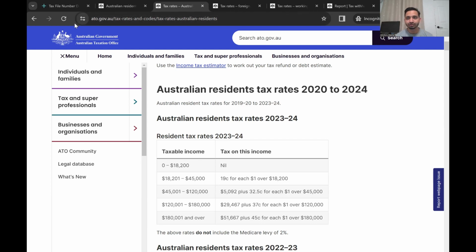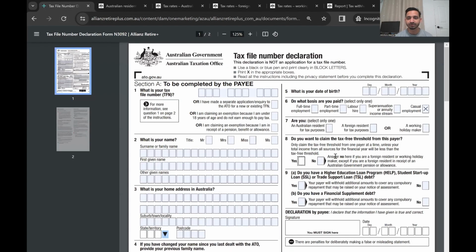So if you're an Australian resident, how you want to fill this form is, you're going to say, okay, I'm an Australian resident. You want to take Australian resident for tax purposes. If you're an overseas student and you're here for more than 6 months and your education is going to take more than 6 months, you are considered an Australian resident and want to take Australian resident for tax purposes, okay?